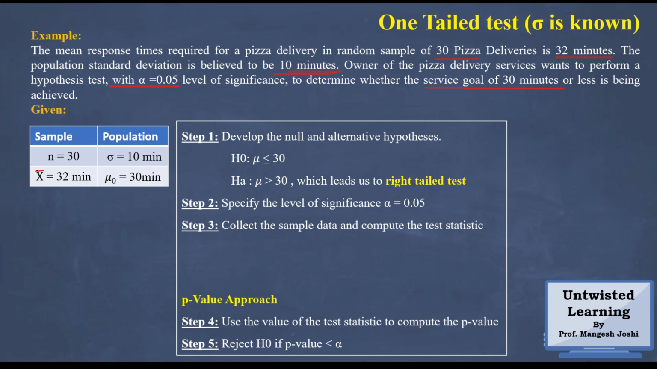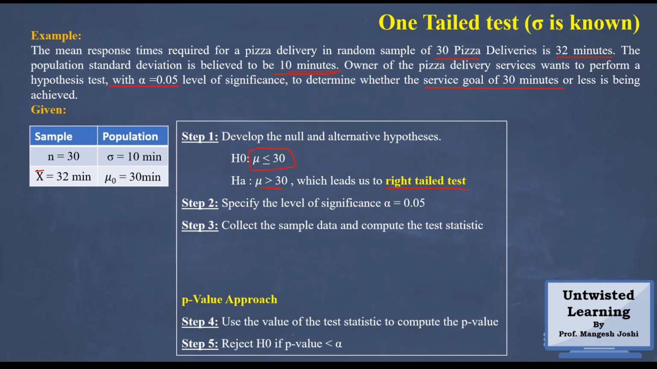So you want to test whether the service goal of 30 minutes or less is being achieved. So this will become your null hypothesis, which is a claim made by the owner, right? So that's why this becomes the null hypothesis, mu less than or equal to 30. Opposite to that, mu is greater than 30. Always remember, the equality sign will be in the null hypothesis. Since it is a greater than sign, it leads us to a right-tailed test.